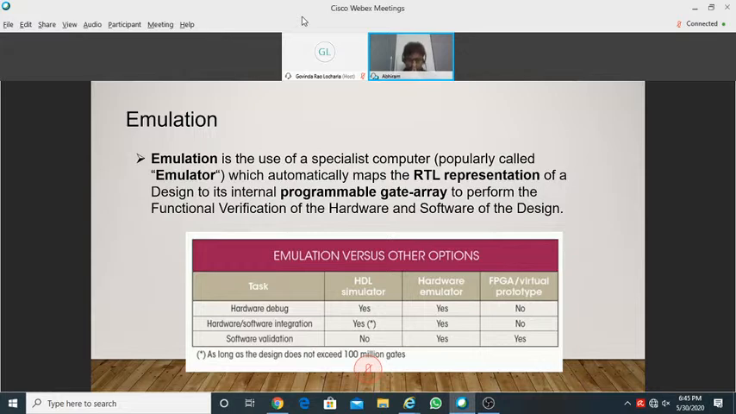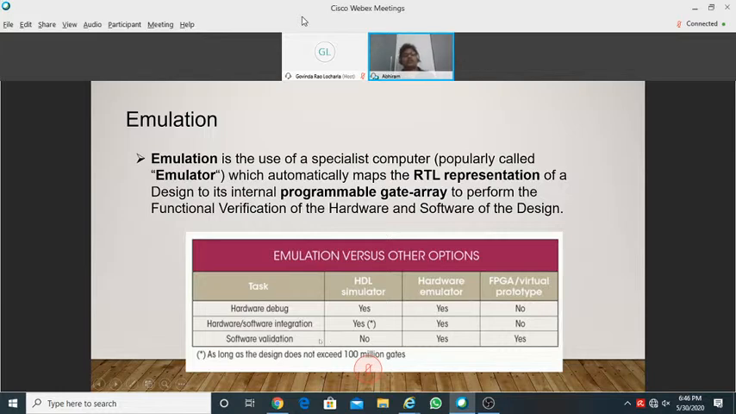Take an example here: emulation, and I'm trying to compare it with an HDL simulator and an FPGA prototype. From a hardware debugging point of view, the simulator is the easiest one because you have waveforms you can check. The same thing is put in the emulator also. The emulator also dumps waveforms you can check, but FPGA prototyping is not that easy, so there was no such facility.